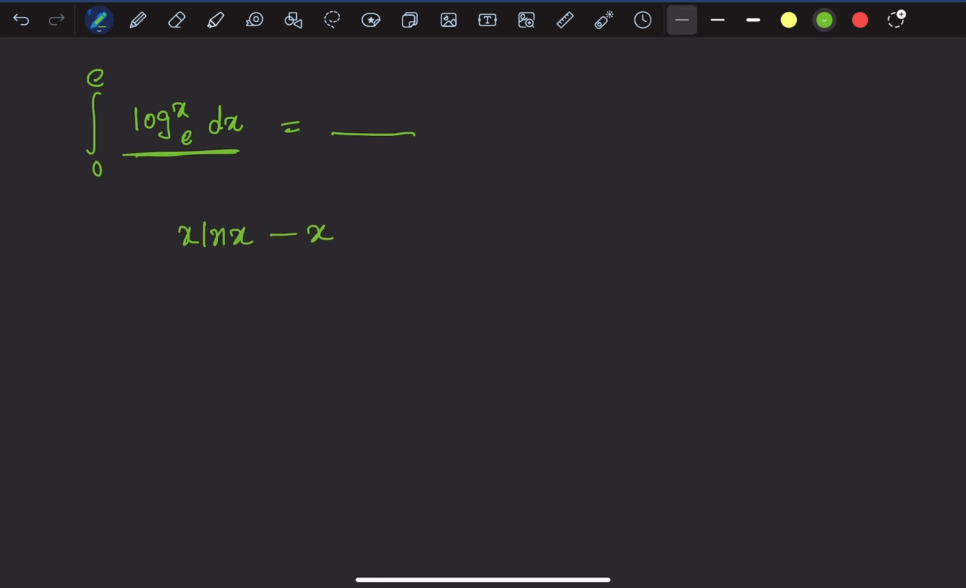So you just have to apply the limits. It will be E ln E minus E minus 0. E ln E is simply E, minus E is 0. So this is the simplest question on the question paper.